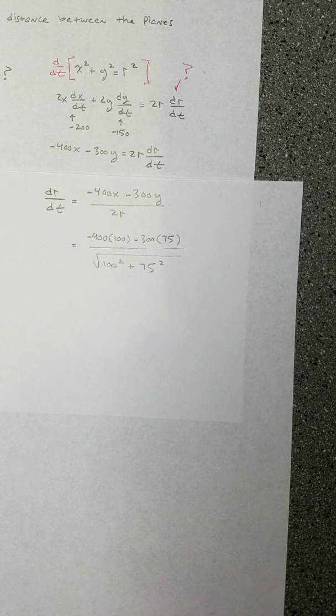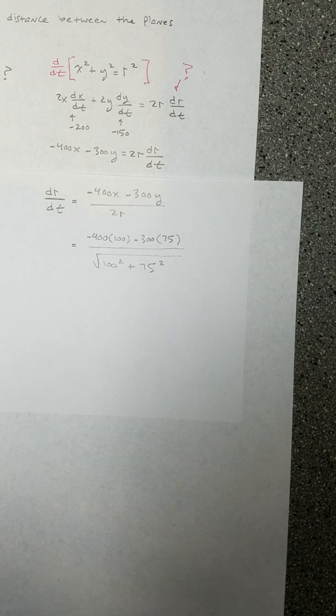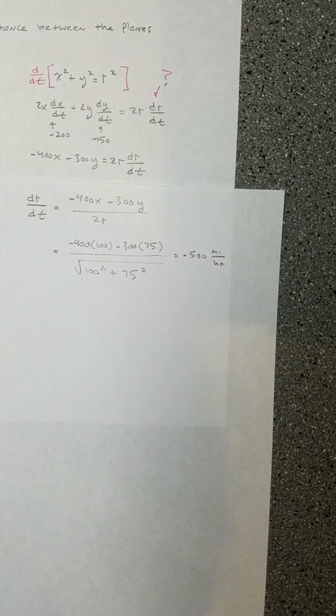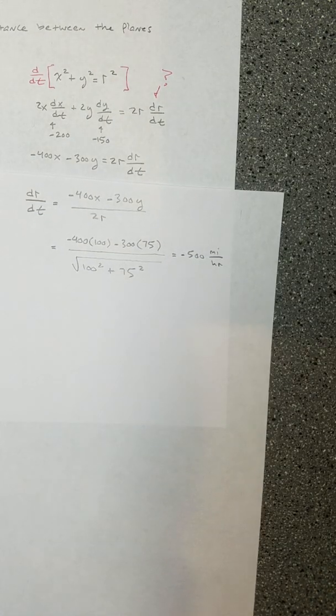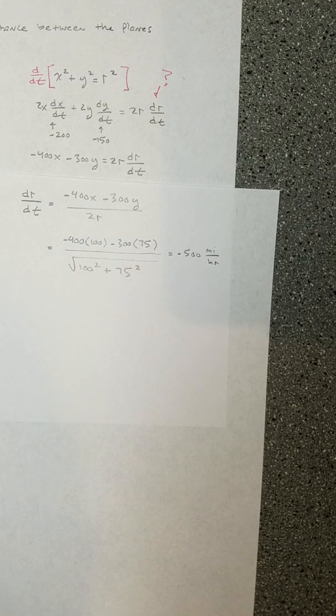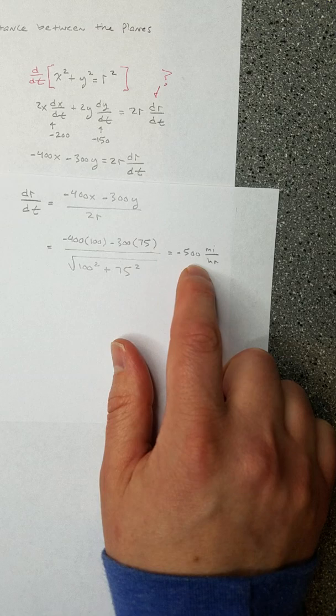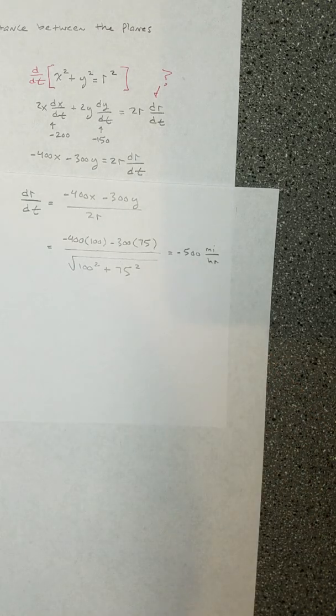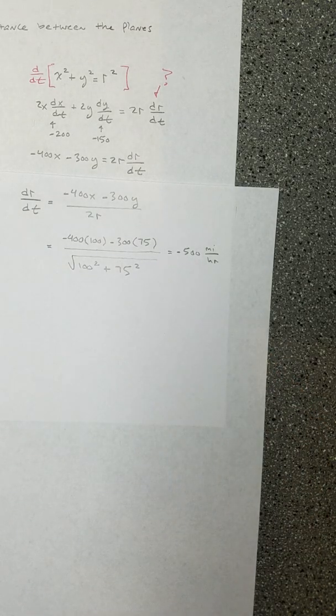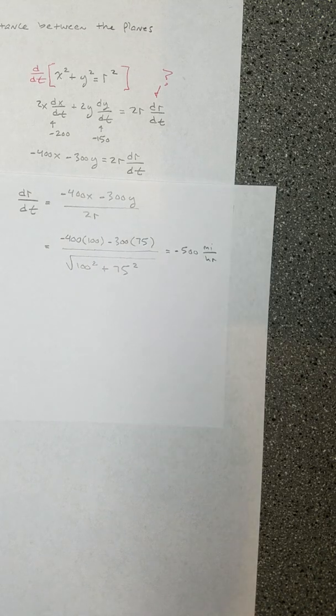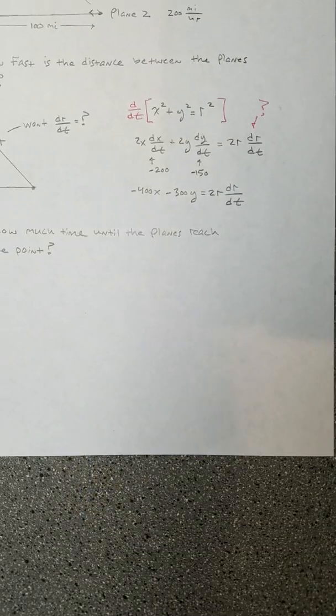Let's see. I'll pause the video. Okay, so I got negative 500 miles per hour. So that's how fast the distance between the planes is changing, in other words. All right, so with that part being done, let's do this other part.